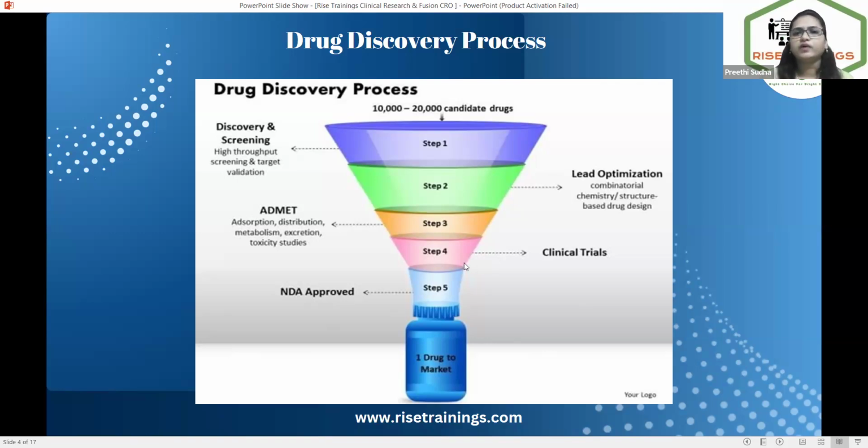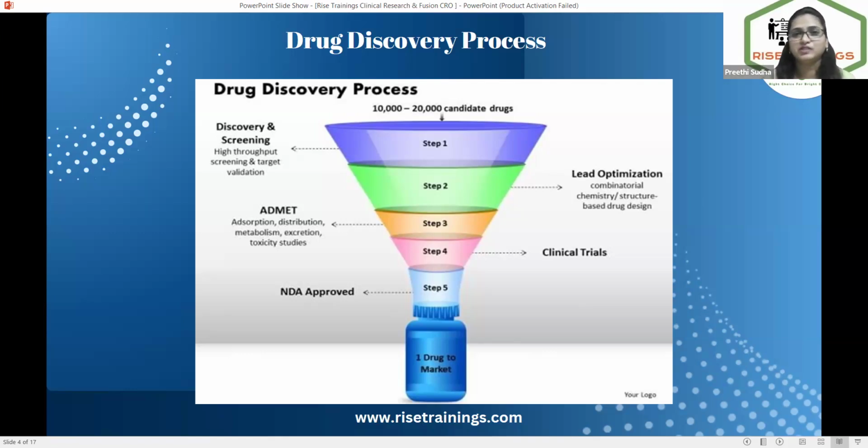So after clinical trials, what happens? They submit the medication for NDA approval, the new drug application. To get a medicine product into the market, we have to get permission from the regulatory authorities, so we apply to them with the NDA. Once it is approved, only then does the product come to market. This is the whole idea behind a drug being released into the market.